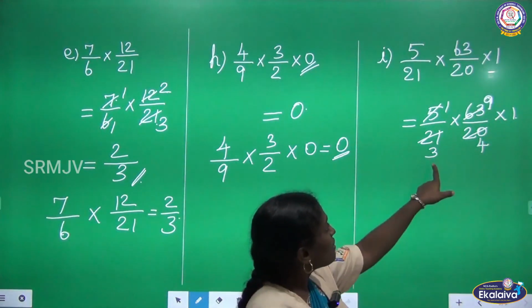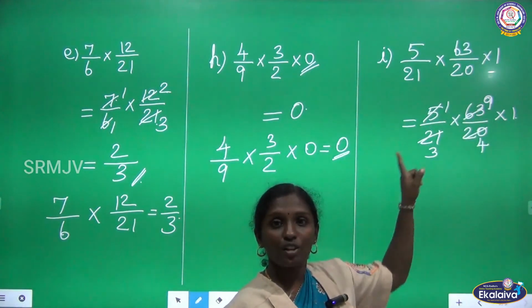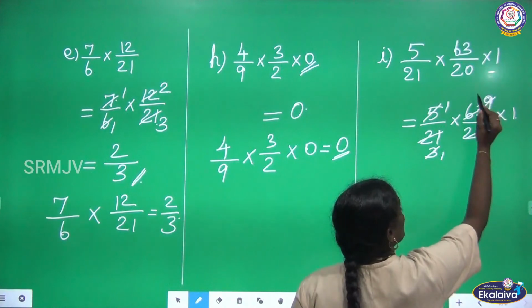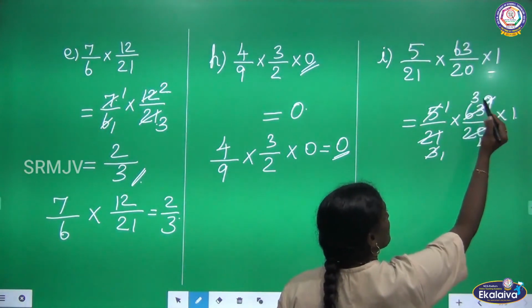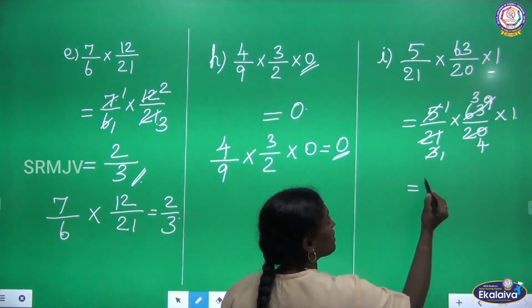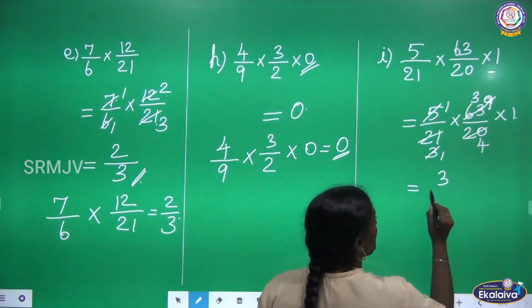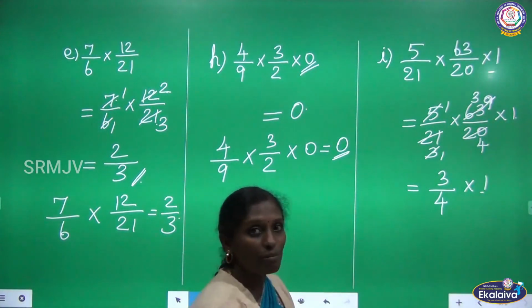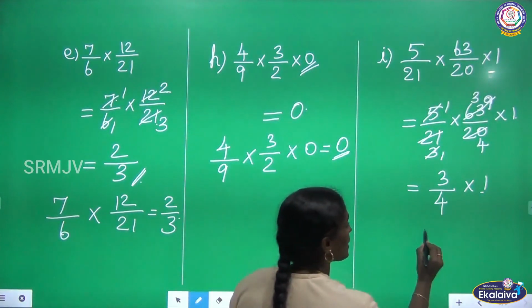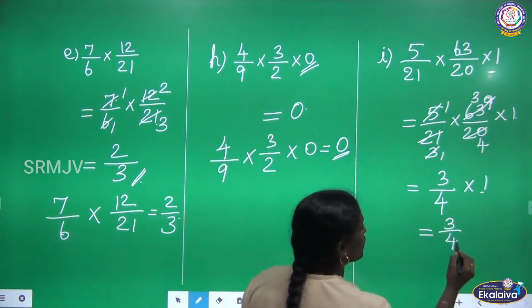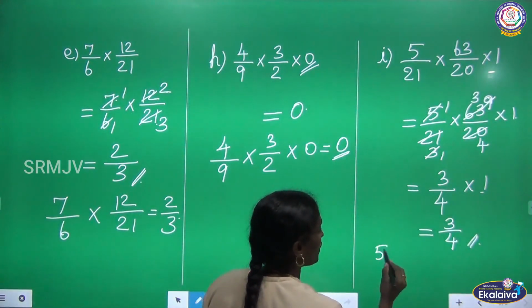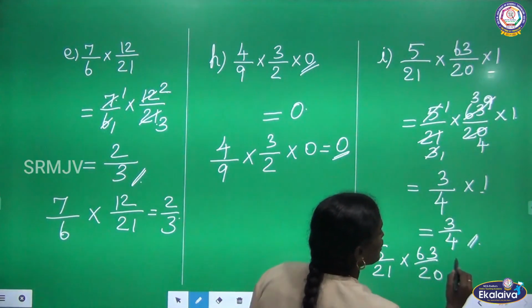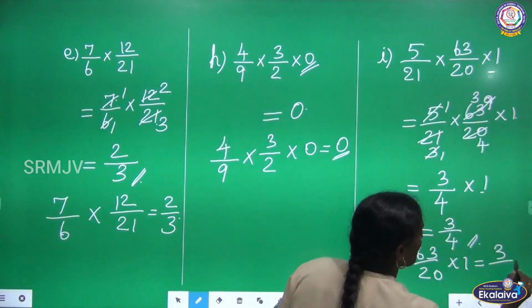See the numbers 3 and 9. Again we can reduce the numbers 3 and 9 in 3 table. In 3 table 1 time. In 3 table 3 times. Now we are having 3 in numerator and 4 in denominator. So 1 into 3, 3 and 1 into 4, 4. Then we are having the third term 1. While multiplying a fraction by 1, then we will get the same fraction, isn't it? 3 by 4. So the answer is 3 by 4. 5 by 21 into 63 by 20 into 1 is equal to 3 by 4.